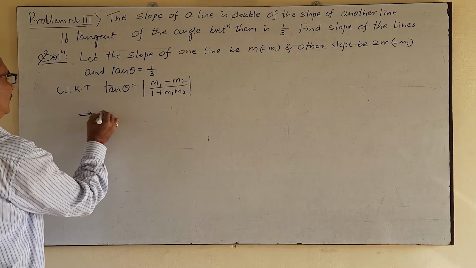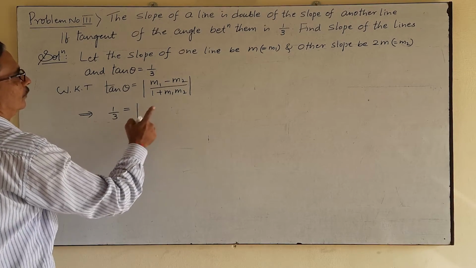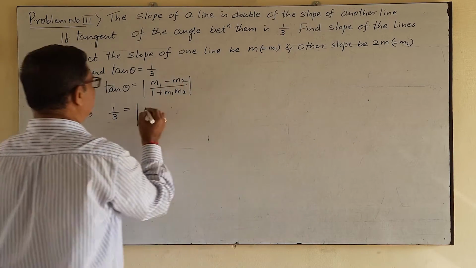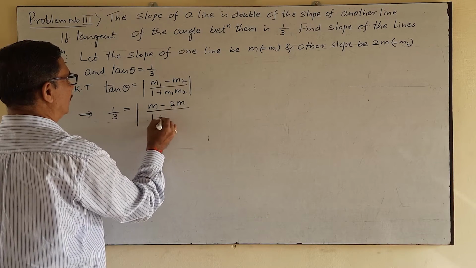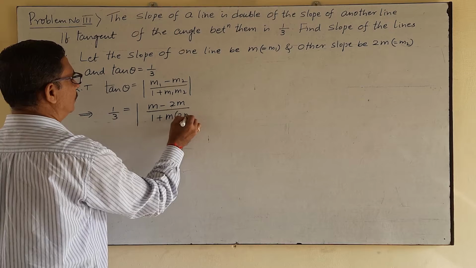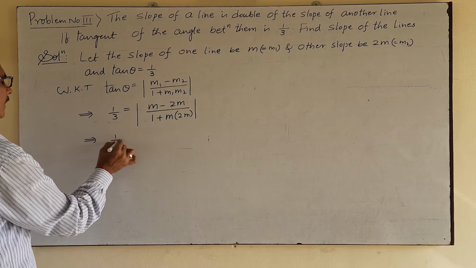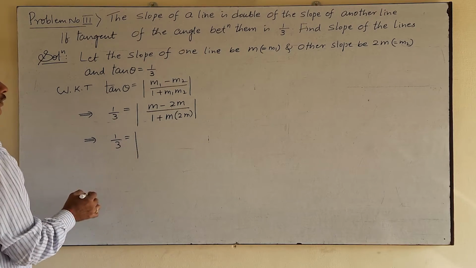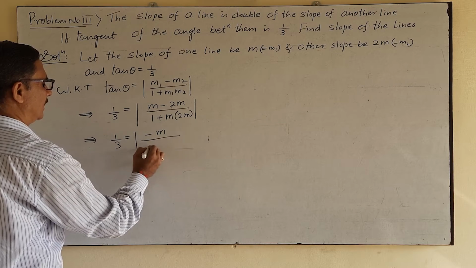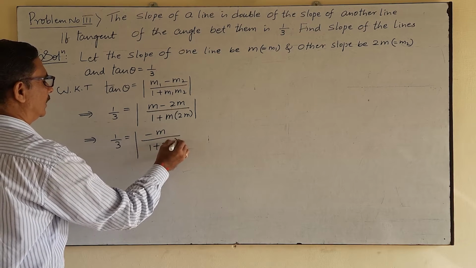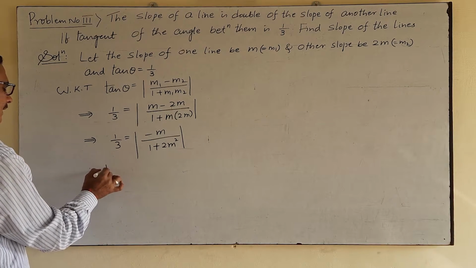This implies tan theta value given 1 by 3 is equal to modulus of (m1 minus m2) divided by (1 plus m1 m2), where m1 is m and m2 is 2m. Now this implies 1 by 3 is equal to modulus of, simplify, (m minus 2m) divided by (1 plus 2m square), right?